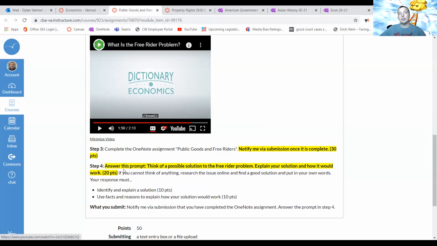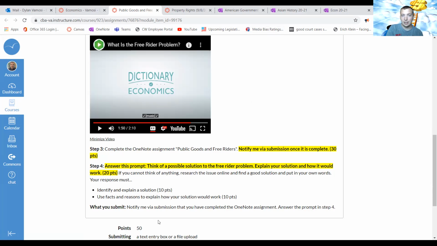And then finally, after you're done with the OneNote, I want you to answer this prompt. Think of a possible solution to the free rider problem. Explain your solution and how it would work. If you can't think of anything, research the issue online and find a good solution and put it in your own words. Your response must identify and explain a solution. Use facts and reasons to explain how your solution would work.